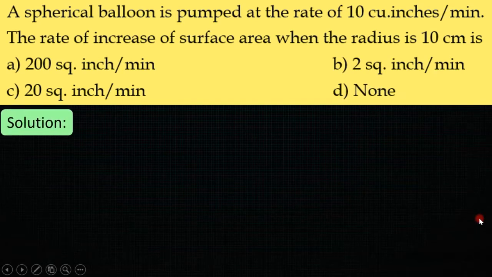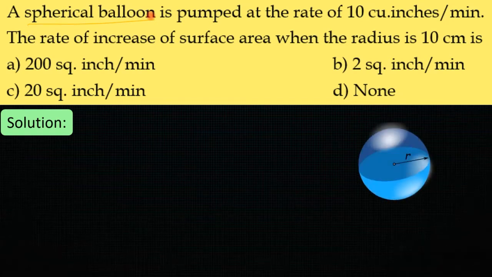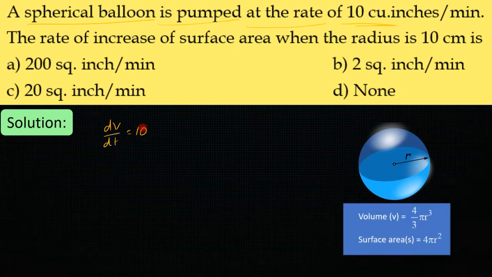Let us find this. Given a spherical balloon, that is balloon in the shape of sphere, is pumped, that is volume will be increased, let V be the volume, at the rate of 10 cubic inches per minute, that is dV by dt is equal to 10. We know that volume of the sphere is V equals 4 by 3 into pi r cube.